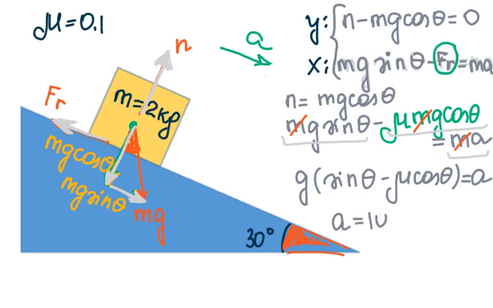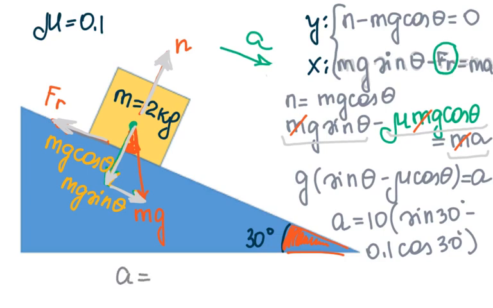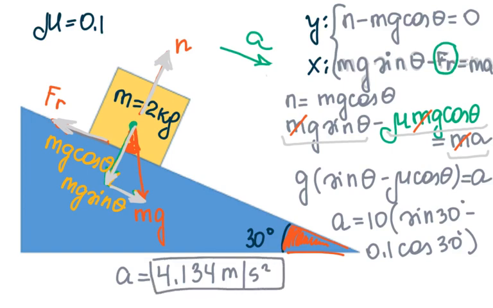G is 10. I have sine of 30 minus mu, which is 0.1, cosine of 30 degrees. So acceleration is equal to, I got 4.134 meters per second squared. This is just an example. It's not one of the questions that you have online. I just made up one question.